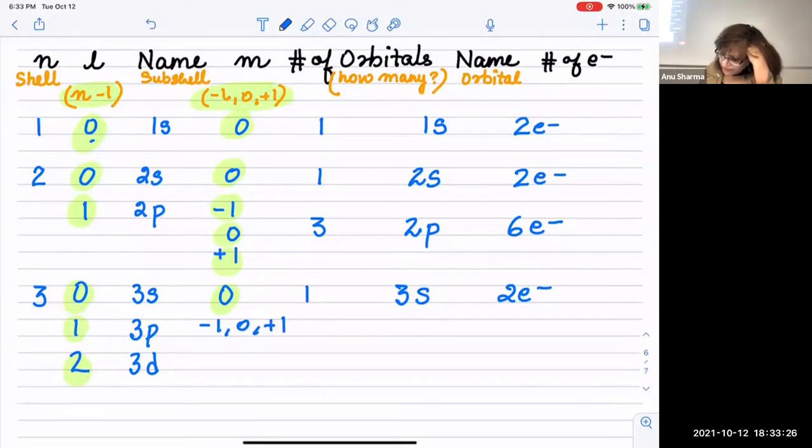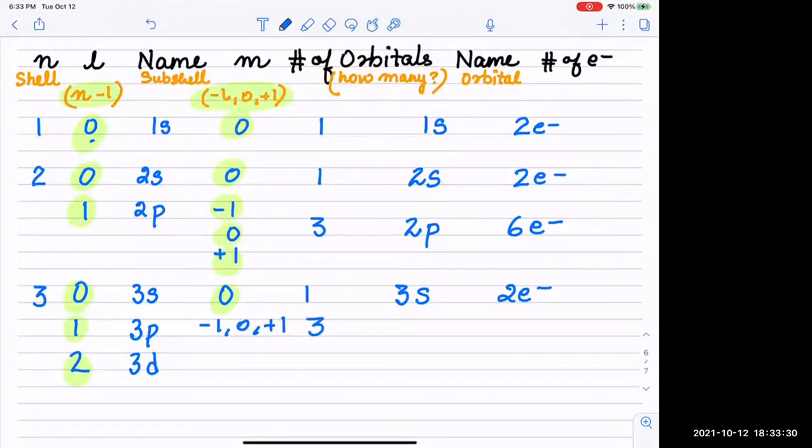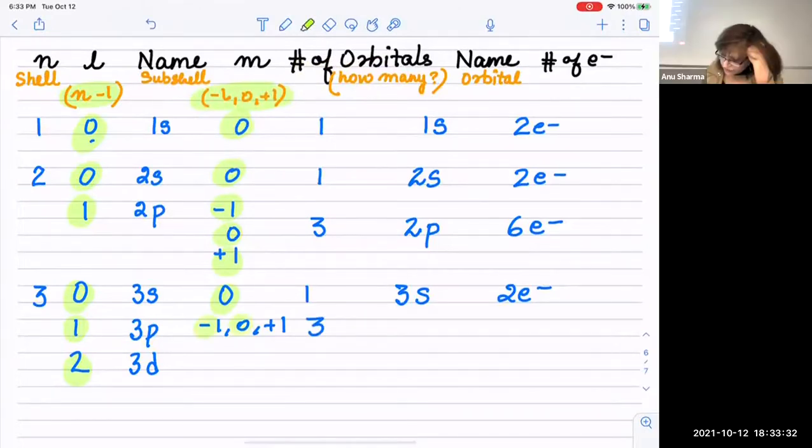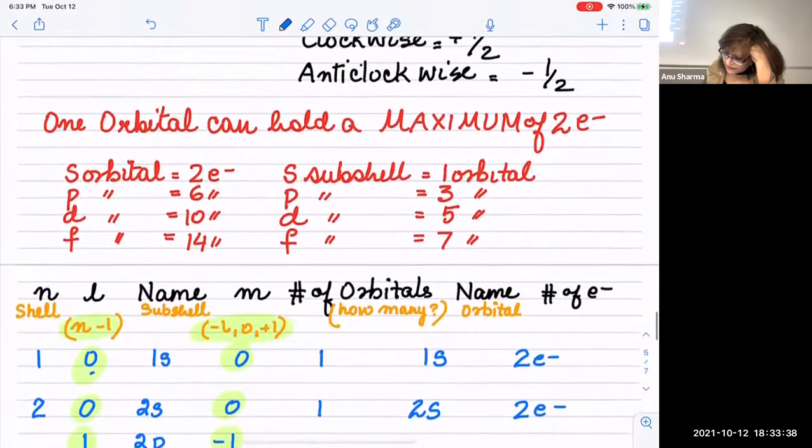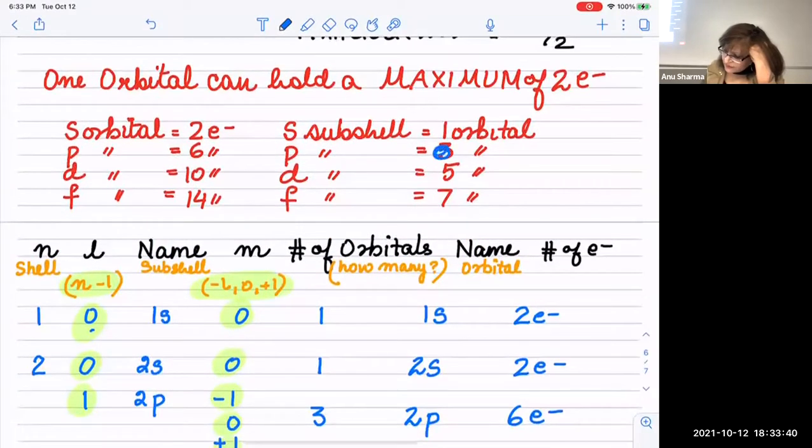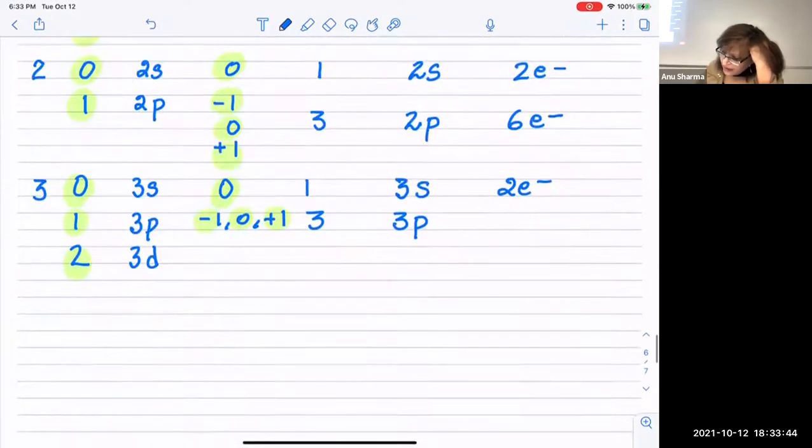Okay, so the number of orbitals is 3. These are 3 orbitals, 1, 2, 3. So the name is 3p. Anytime you have 3 orbitals, that is p. And how many electrons? 6 electrons can be held.